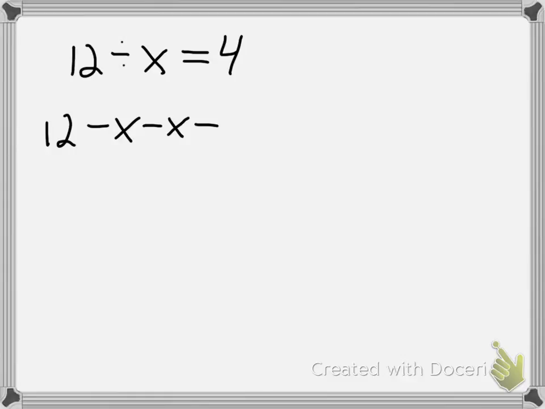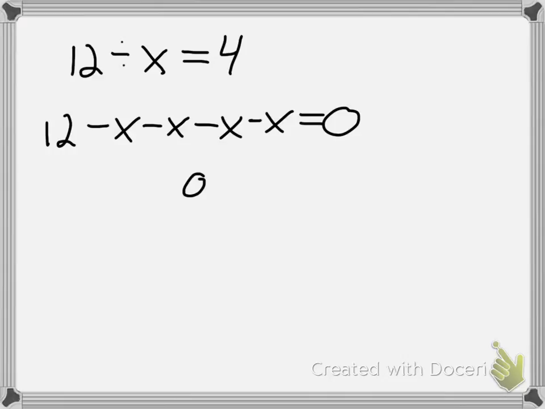Well, that helps us if we have an equation or a number sentence with a variable that we don't know. So say I have 12 divided by x, and that equals 4. Because I know that there's a relationship between division and subtraction, I know that if I start with my 12 and I subtract x 4 times, so minus x, minus x, minus x, minus x, it should equal 0.